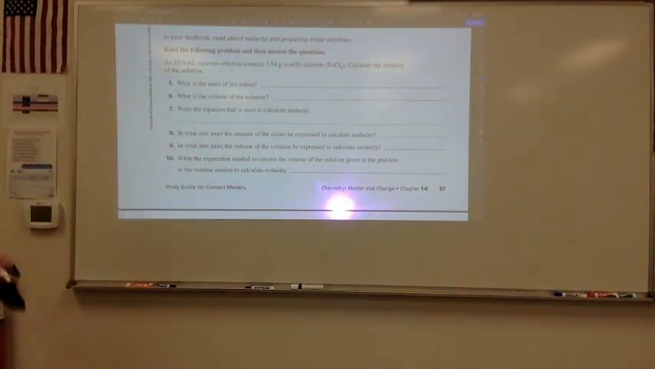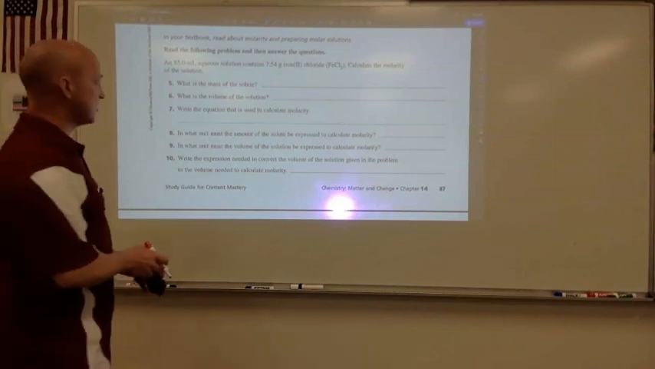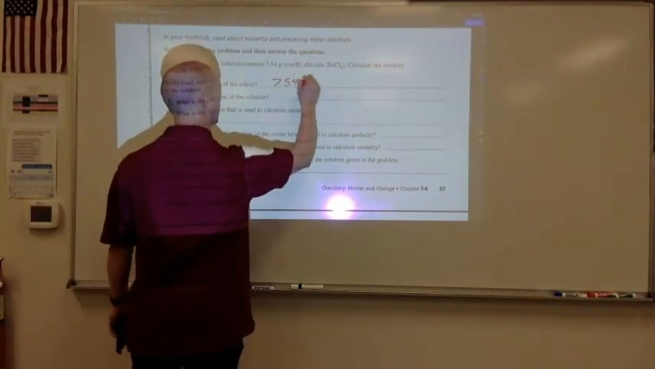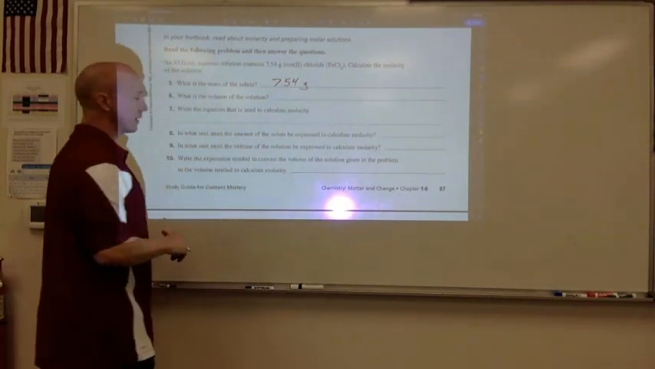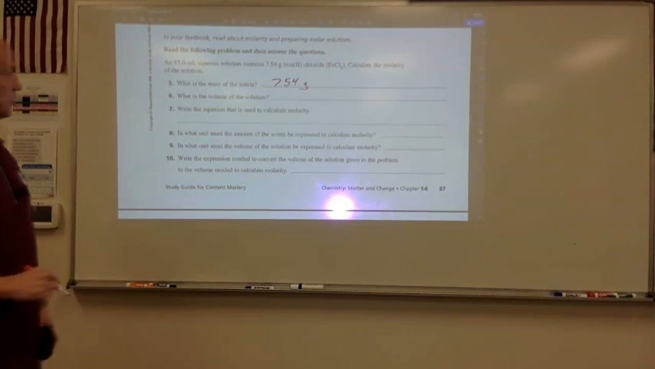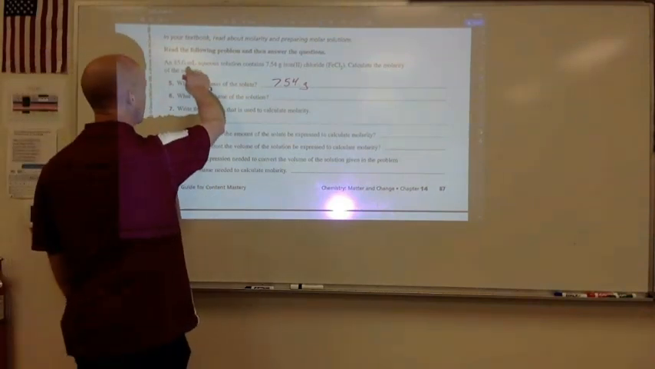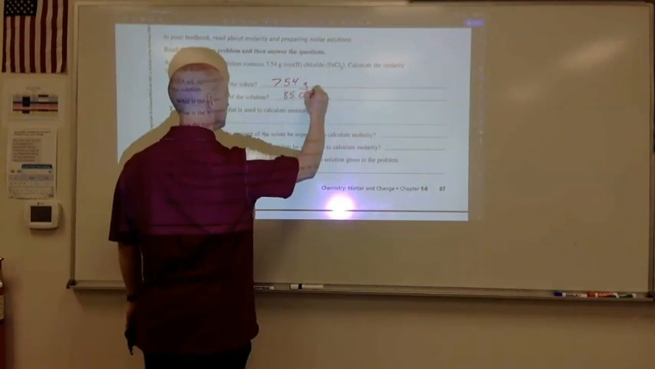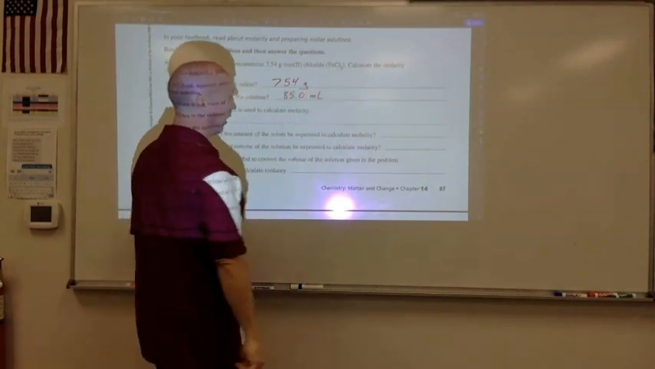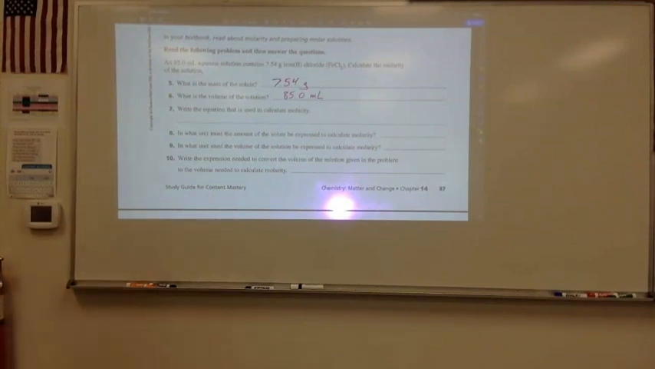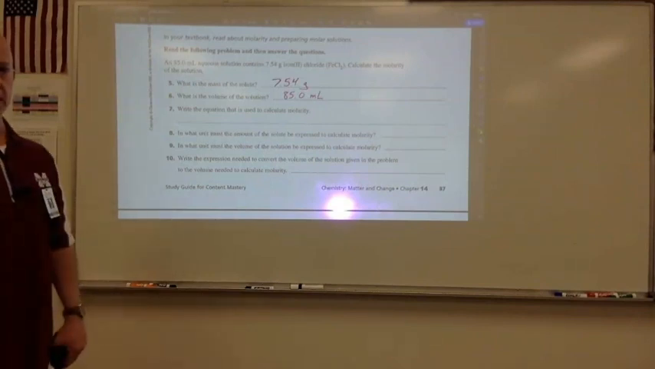All right, so what's the mass of the solute? Well, of course, it's given to us right here: 7.54 grams of iron(II) chloride. What is the volume of the solution? The solution is 85.0 milliliters. Write the equation that's used to calculate molarity.